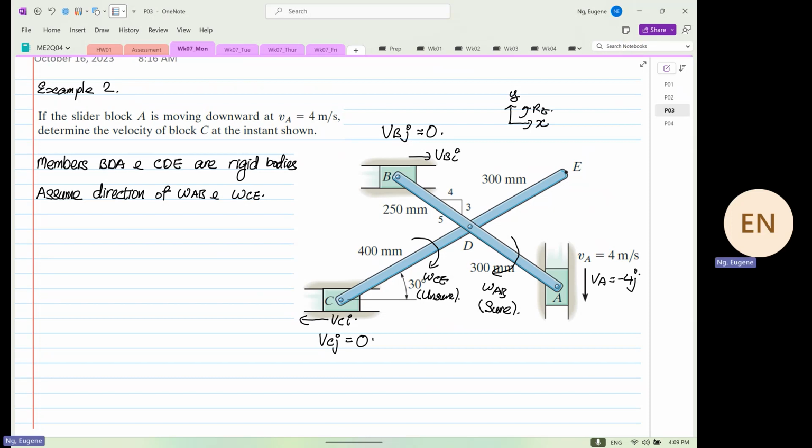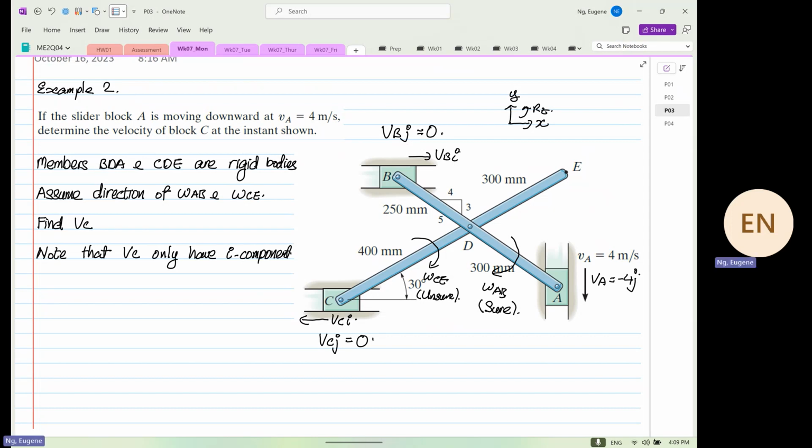As I said, we have to start from somewhere. Okay. So we are going to find VC. One thing we have to take note is that VC only has an I component. It does not have J.